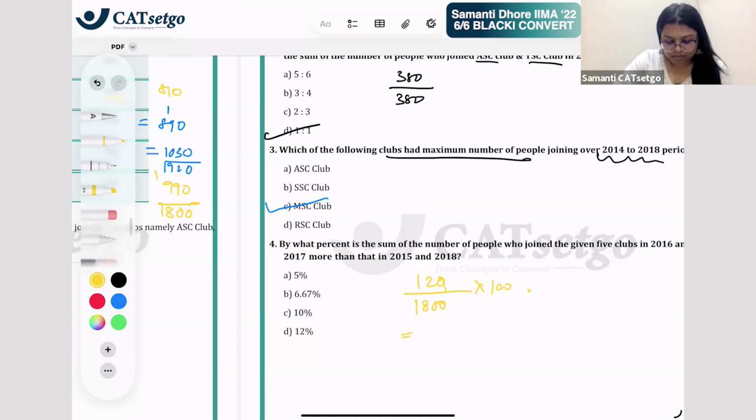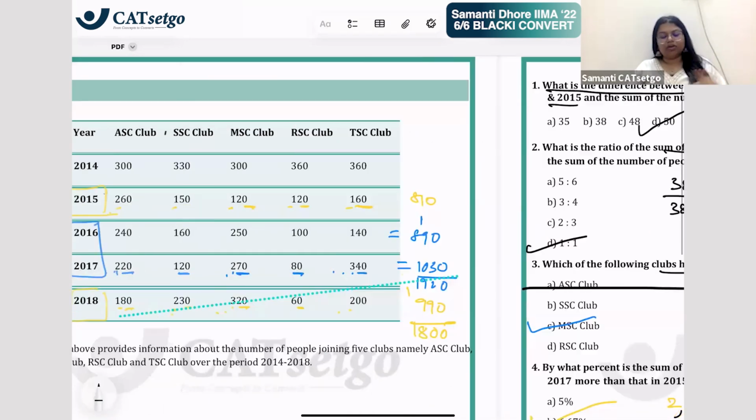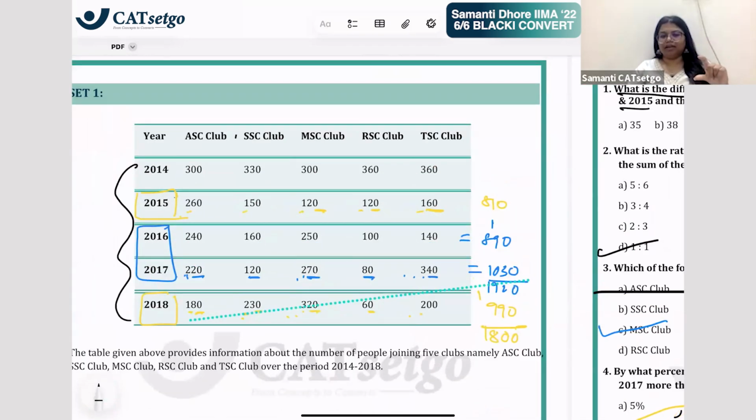2s are 6, 3s are 6, right? And into 10 भी आया तो 6.67%. So here this set was a table wala set, right? Case slash table case set. As I told you, this paragraph hardly comes these days, to be honest. Then we have this thing, right?